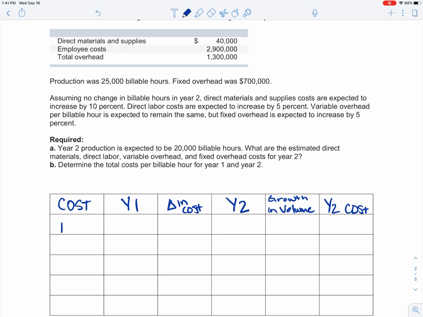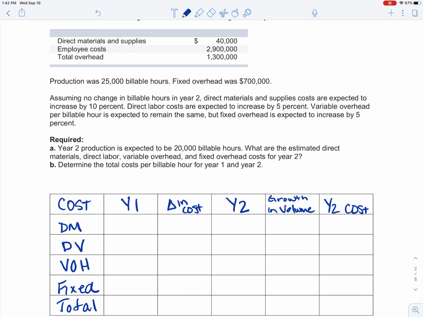And we're going to look at this again by direct materials. We'll look at direct labor. We'll look at variable overhead. And then we'll look at our fixed overhead and our total.